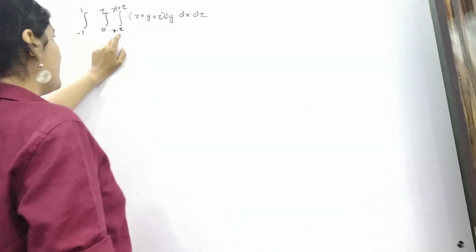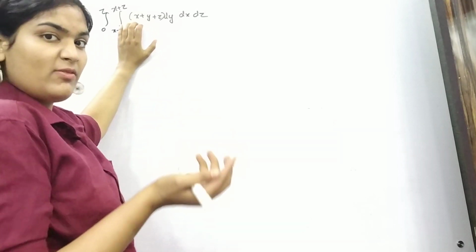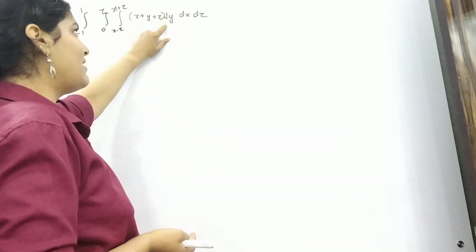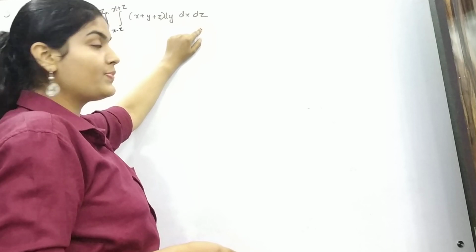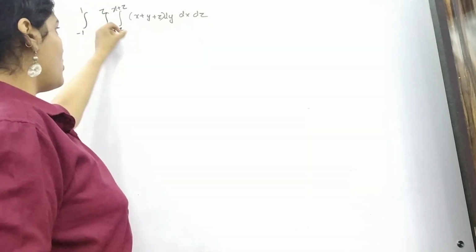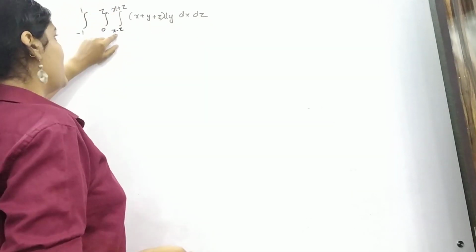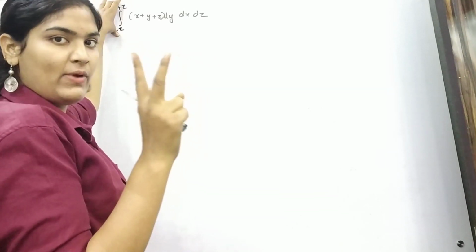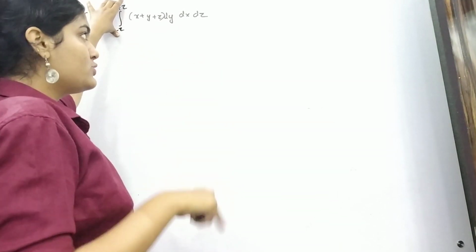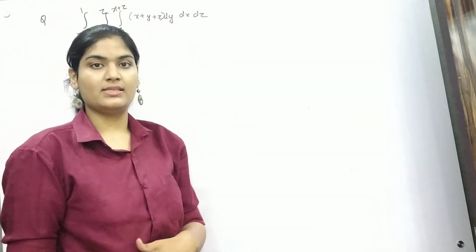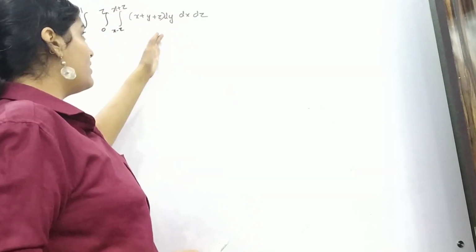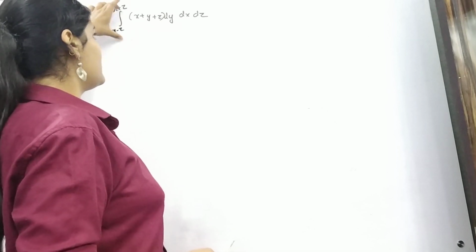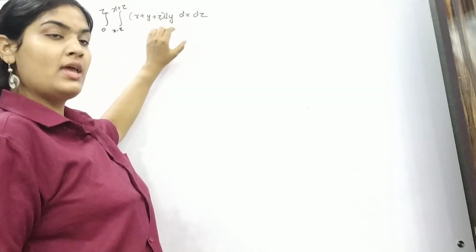You might be wondering whether you have to take dy first, dx or dz. It will depend on the limits. Because the limit has two variables, x and z, you have to take the variable other than x and z, which is y here. So first of all, for this limit solve dy.